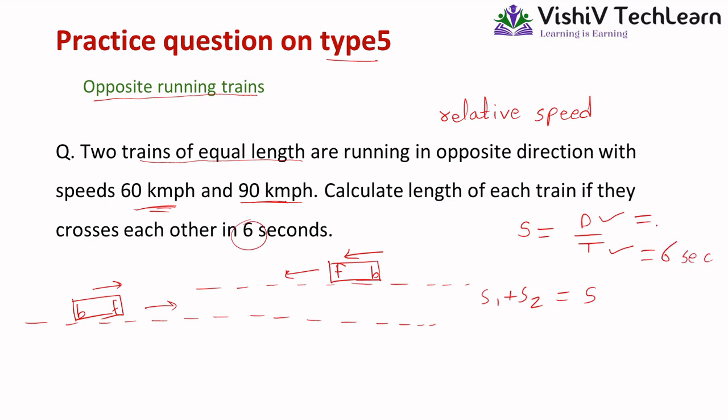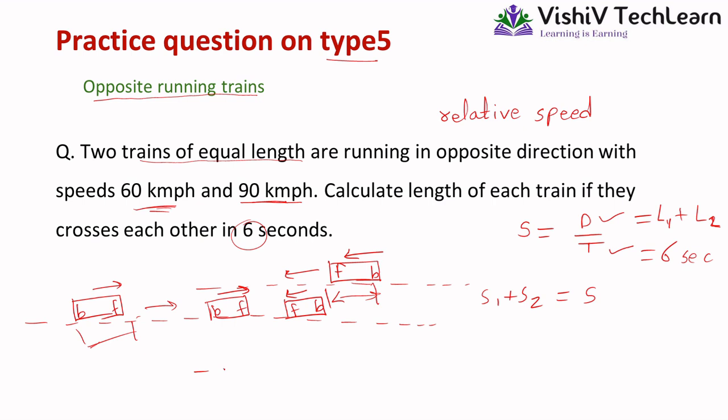What about the distance covered? The distance covered will be the addition of the lengths of both trains, this plus this. So it will be L1 plus L2, the length of the first train plus the length of the second train. This could be the distance. How exactly this is an addition of lengths: you can imagine this is the first train, and we can write back side and front side here. And this is the second train, with front side and back side also written here. This train is running in this direction, and this train in the opposite direction.